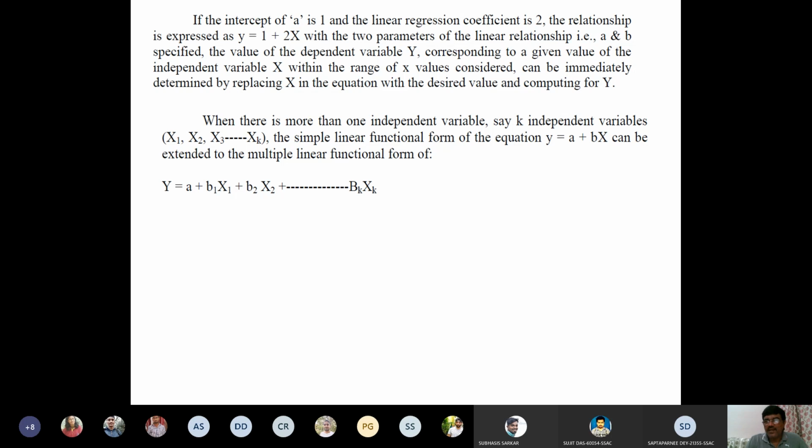When there is more than one independent variable, say k independent variables, the simple linear functional form of the equation will be y is equal to a plus b1 x1 plus b2 x2, something like that. So here you have more than one independent variable which is affecting a dependent variable. So this is multiple regression.